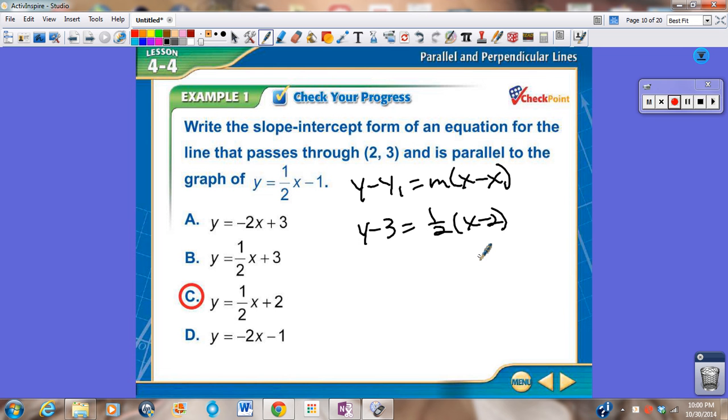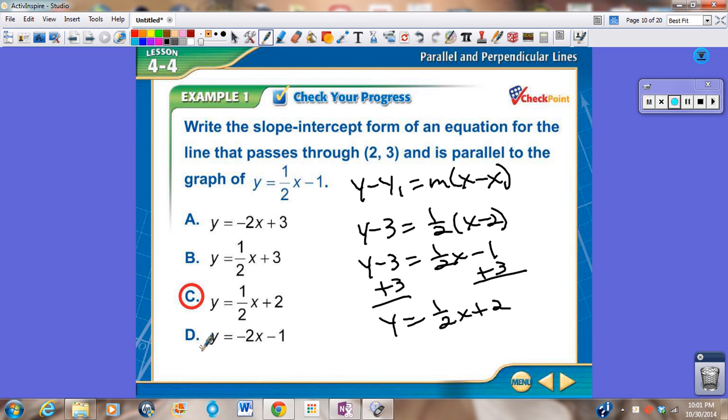Okay, so you have that. Now what you need to do is put it in slope-intercept form. So we're going to distribute here. You have y minus 3 equals 1/2 x minus half of 2, which is 1. And now we're going to add 3 to both sides. So you're going to have y equals 1/2 x plus 2. And that's how they got C. So I've shown you both ways, whether you go to slope-intercept form first, or go to point-slope and then slope-intercept form. Like I said, point-slope is pretty easy, so I'm not surprised if you want to use that.